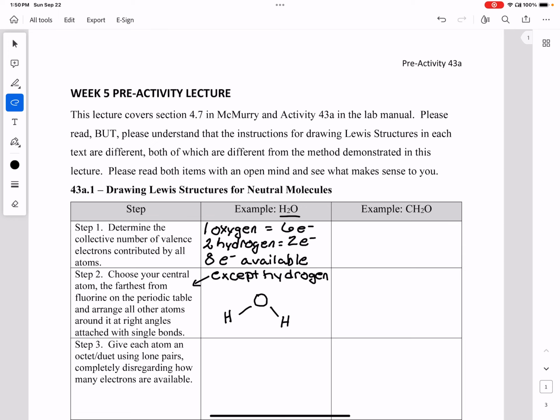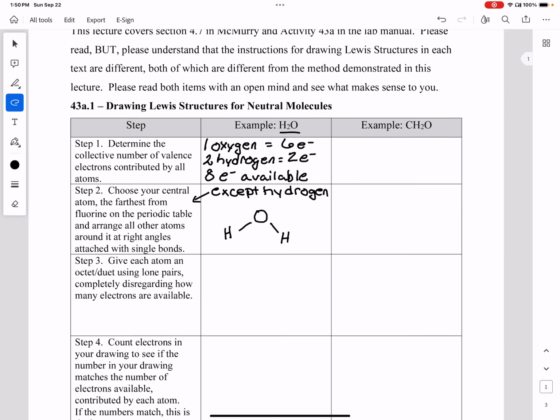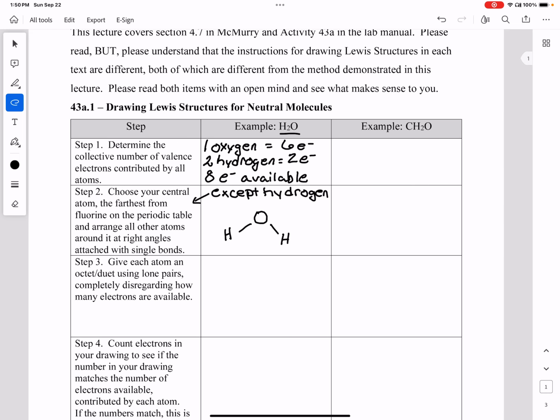Now I need to obey the octet rule. And so I'm going to add lone pairs wherever I need them to make sure each atom is satisfied. And for the moment, I'm going to ignore how many electrons I actually have available. So I'll put 2 lone pairs on the oxygen. So it has 8 electrons, with each bond representing 2 electrons. And the hydrogen, obeying the duet rule, has 2 electrons within that bond. So everyone is happy here.